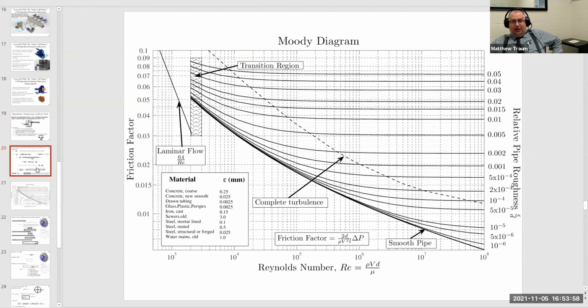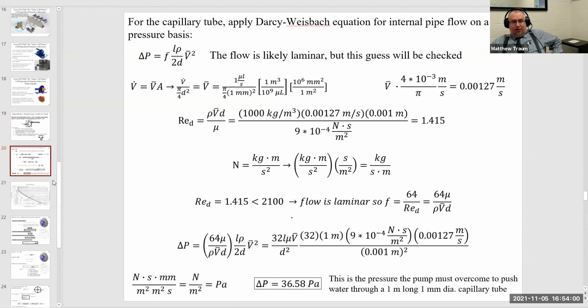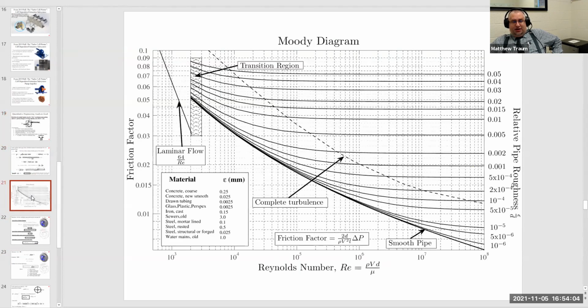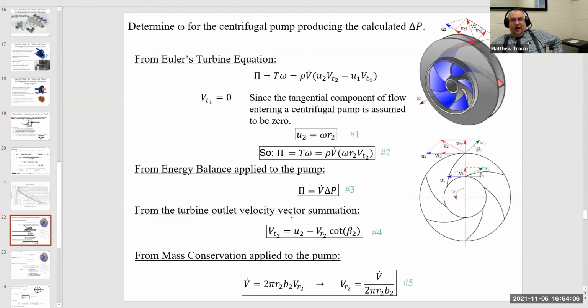So having finished the delta P calculation and finding the friction factor, then they started looking at the rotational velocity. Would this thing basically destroy itself because it was spinning so rapidly? How fast does it need to spin to maintain those parameters? So they used the Euler turbine equation. They did an energy balance.